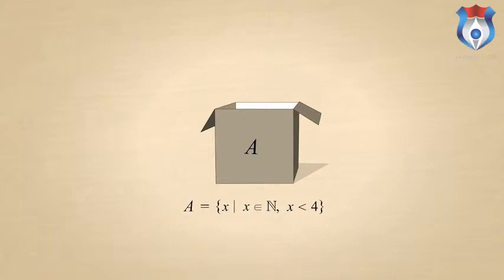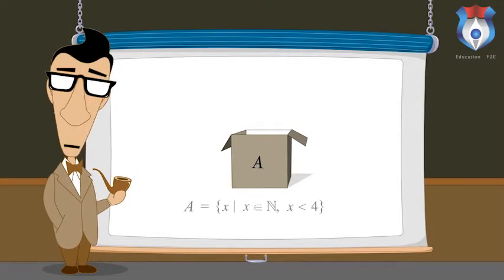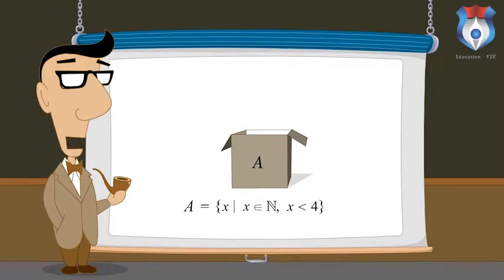The vertical bar means such that. So we would read this definition as A is the set of all elements x such that x is a natural number and is less than 4. You may sometimes see a colon used instead of a vertical bar. So far, we have seen how to define sets and their members through the use of set notation. In the next lecture, we will learn about various types of relations between sets.